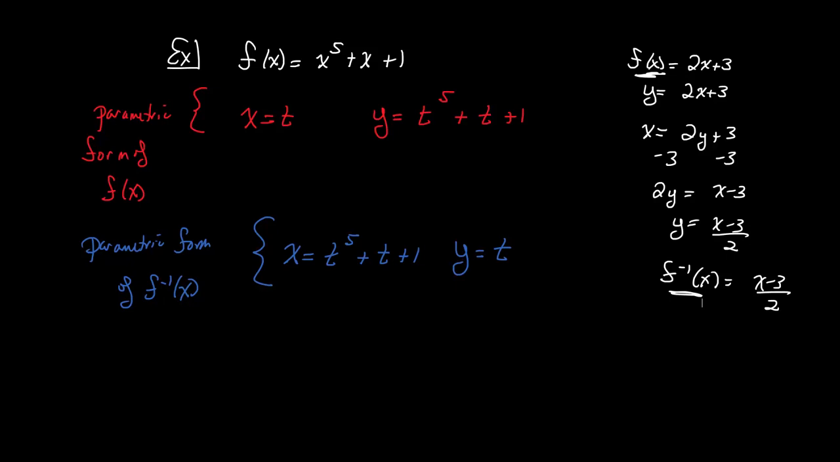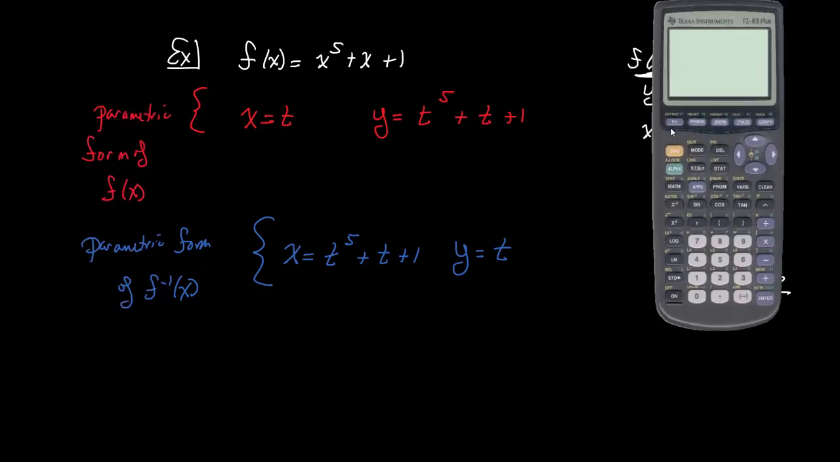So if we wanted to, on our calculator, so where's my calculator? Looking at my calculator here, let's go ahead and look at this guy. Oops, turn him on. So in terms of the function, I would have t, and then I would have t to the fifth power plus t plus 1. And when I hit graph here, we're going to have this graph.